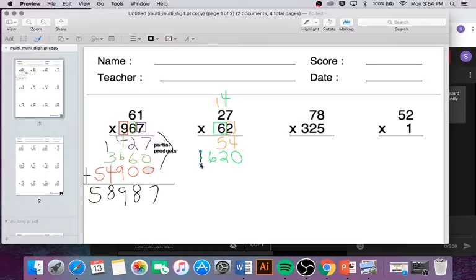These are our partial products, so now we have to add them together. So we have 4 plus 0 is 4. 5 plus 2 is 7. 6 plus nothing is 6. And our 1 plus nothing is 1. So the answer to 27 times 62 is 1,674.